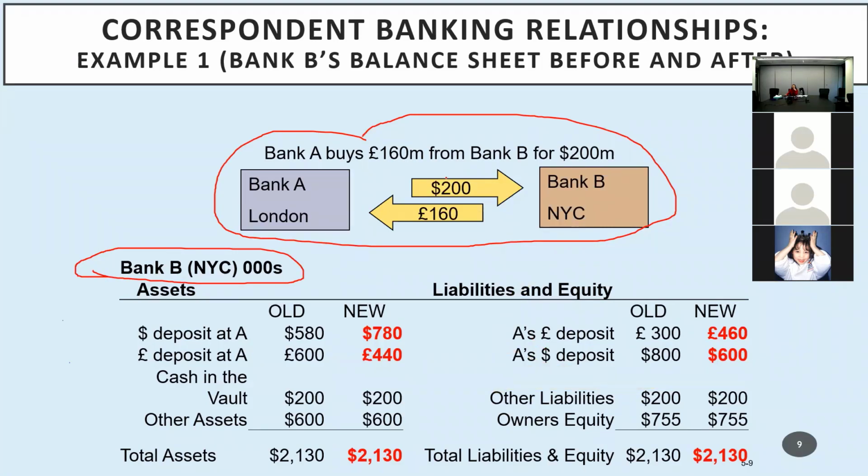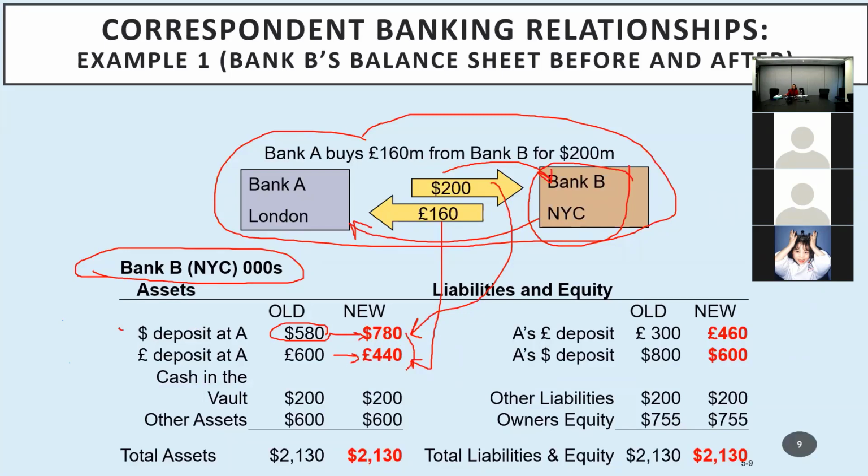So for Bank B, if we stand from the point of view of Bank B, it is receiving the US dollars, and in exchange they are paying the pounds, right? So in terms of their assets, we should expect to see an increase in their dollar holdings, because they're receiving the USD. And at the same time, because they are paying Bank A in the pounds, we should see a decrease in their pound holdings.